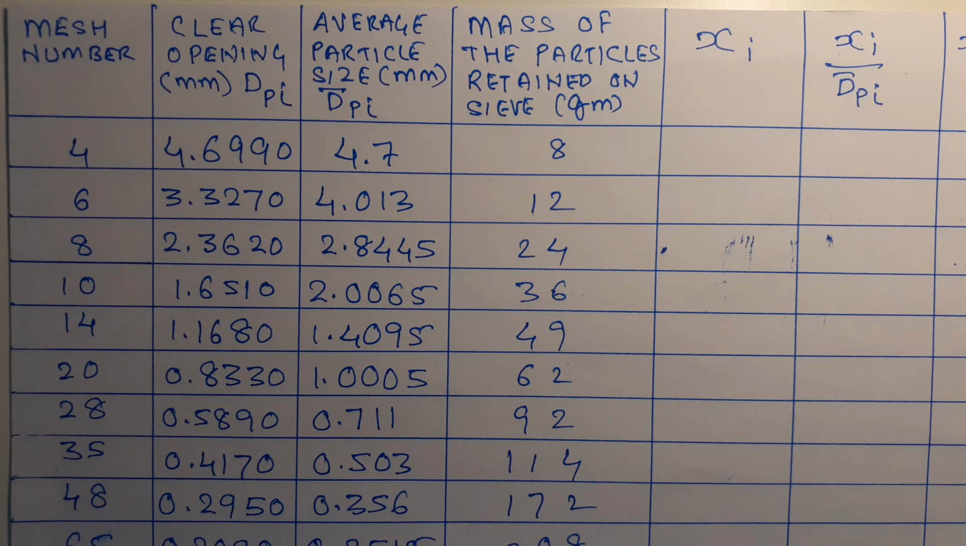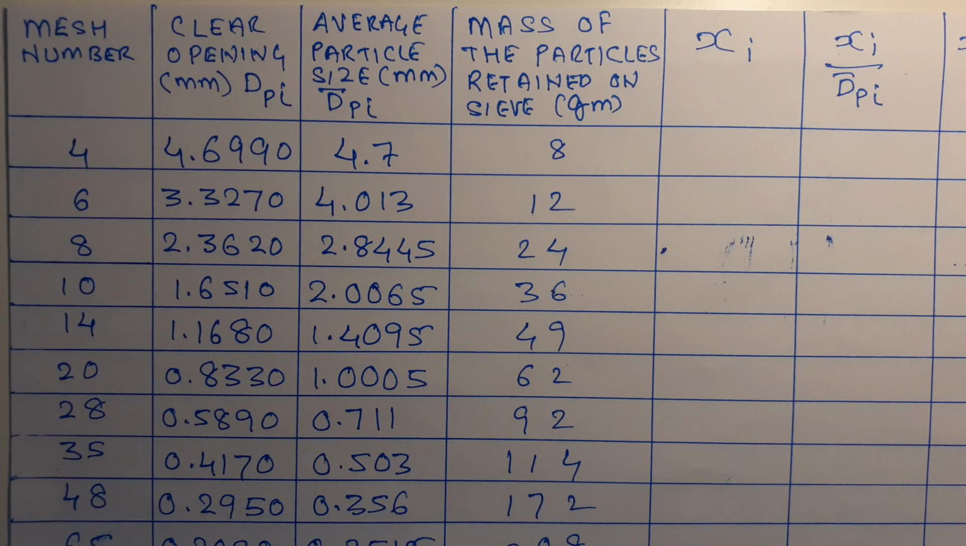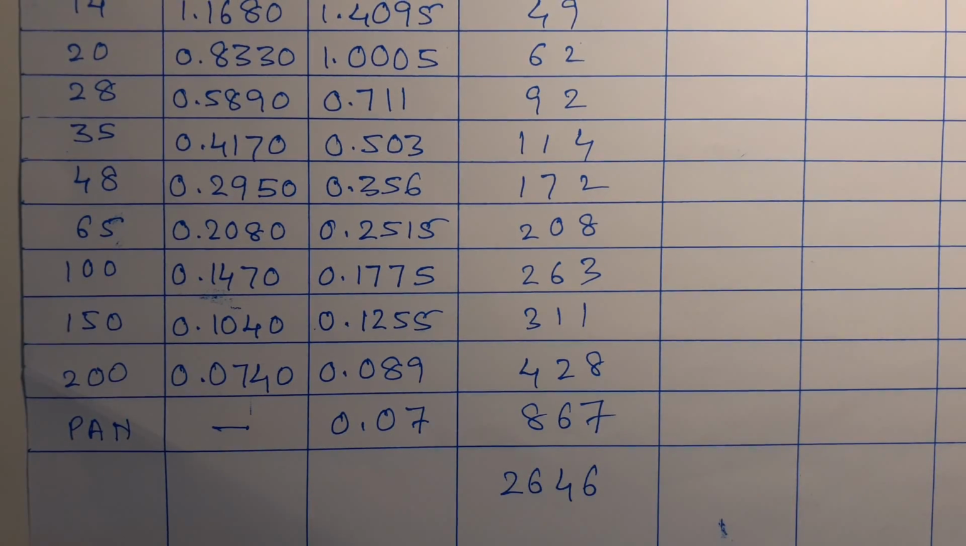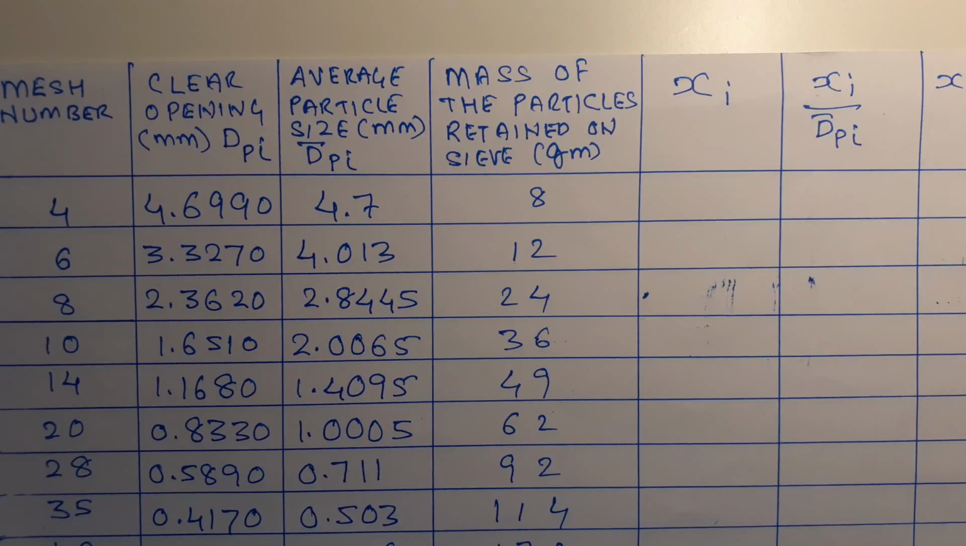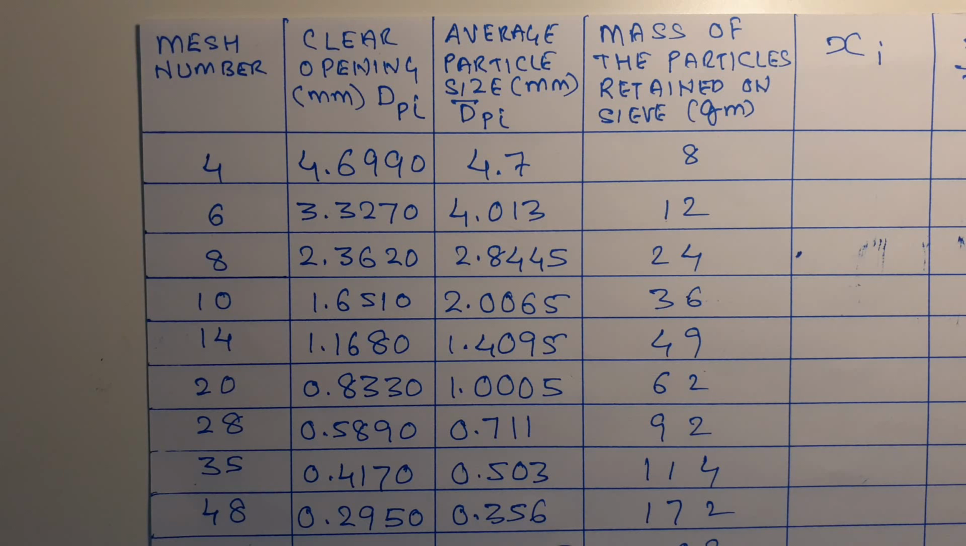Let us start another problem where a given sample is crushed, then after sieving the following data is tabulated. The first column will be mesh numbers. It starts from 4 and it ends as pan. The second column will be the clear opening in millimeters. It is denoted by d_pa.